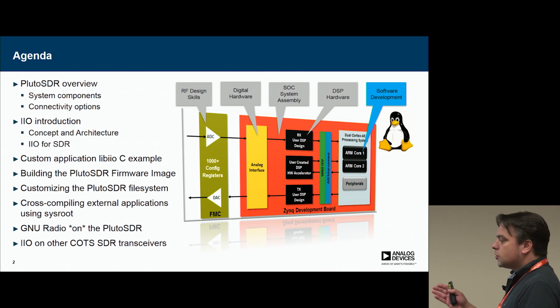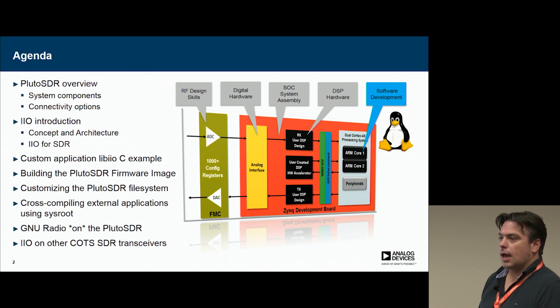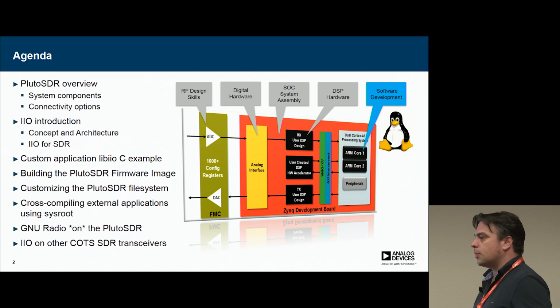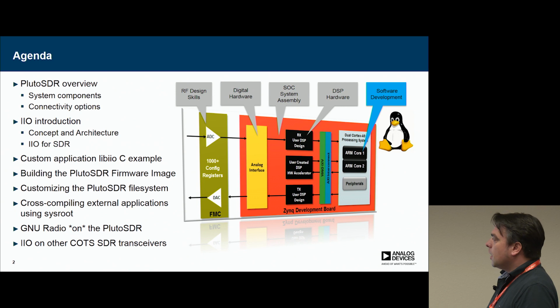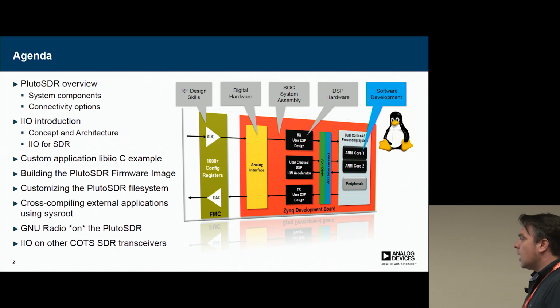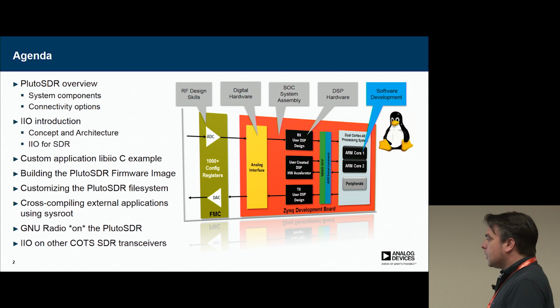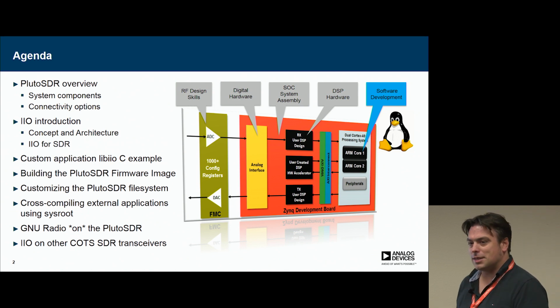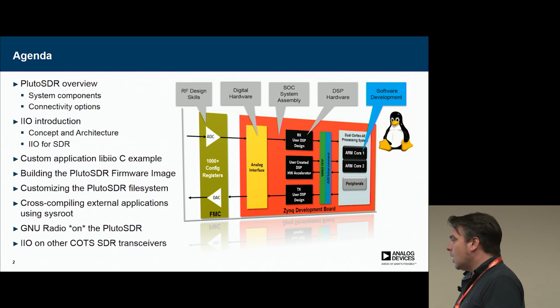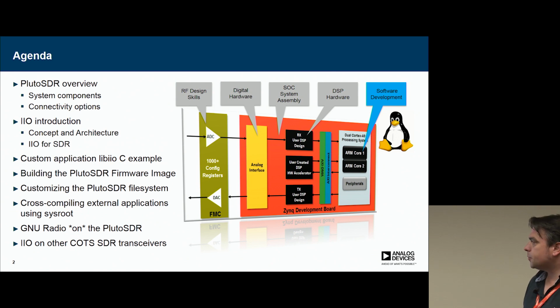So I want to give a short introduction to the PlutoSDR system components. And since it runs Linux, I/O is a big part for us. We then proceed to show the anatomy of such an example code and how you run it, how you transfer it to the target. And last but not least, I want to also show how you can run GNU Radio itself on the PlutoSDR and on other commercial off-the-shelf SDR transceivers.